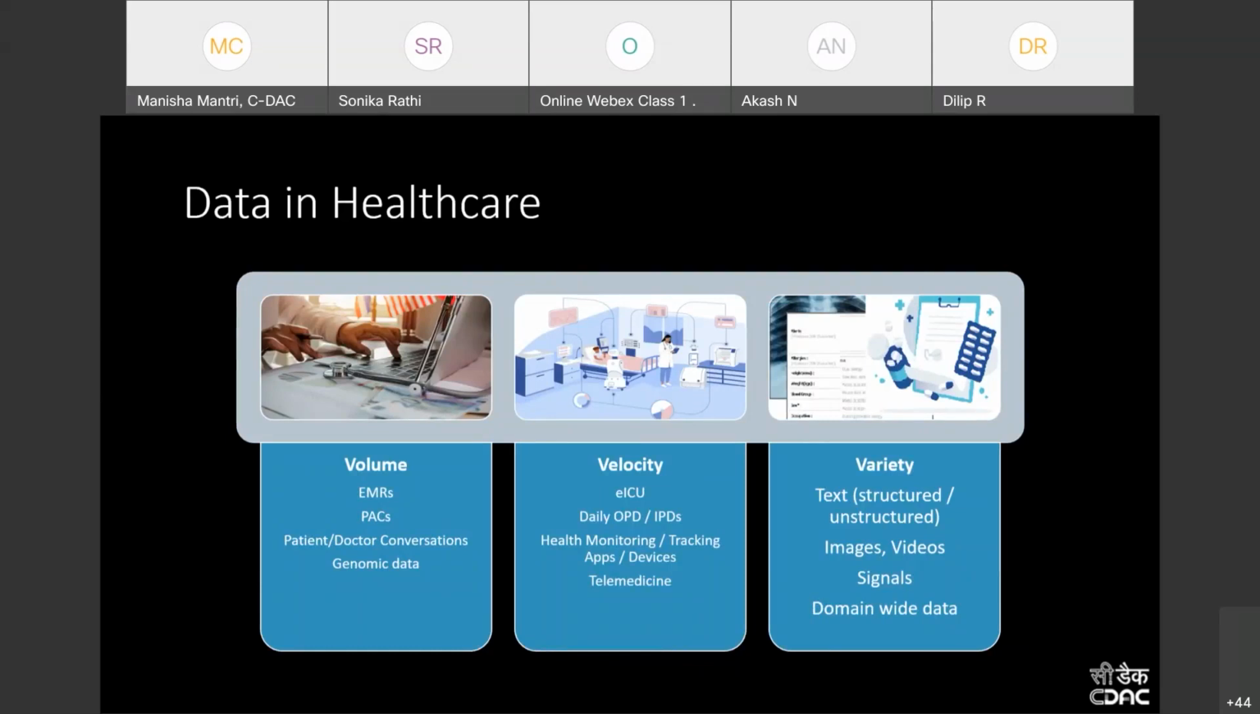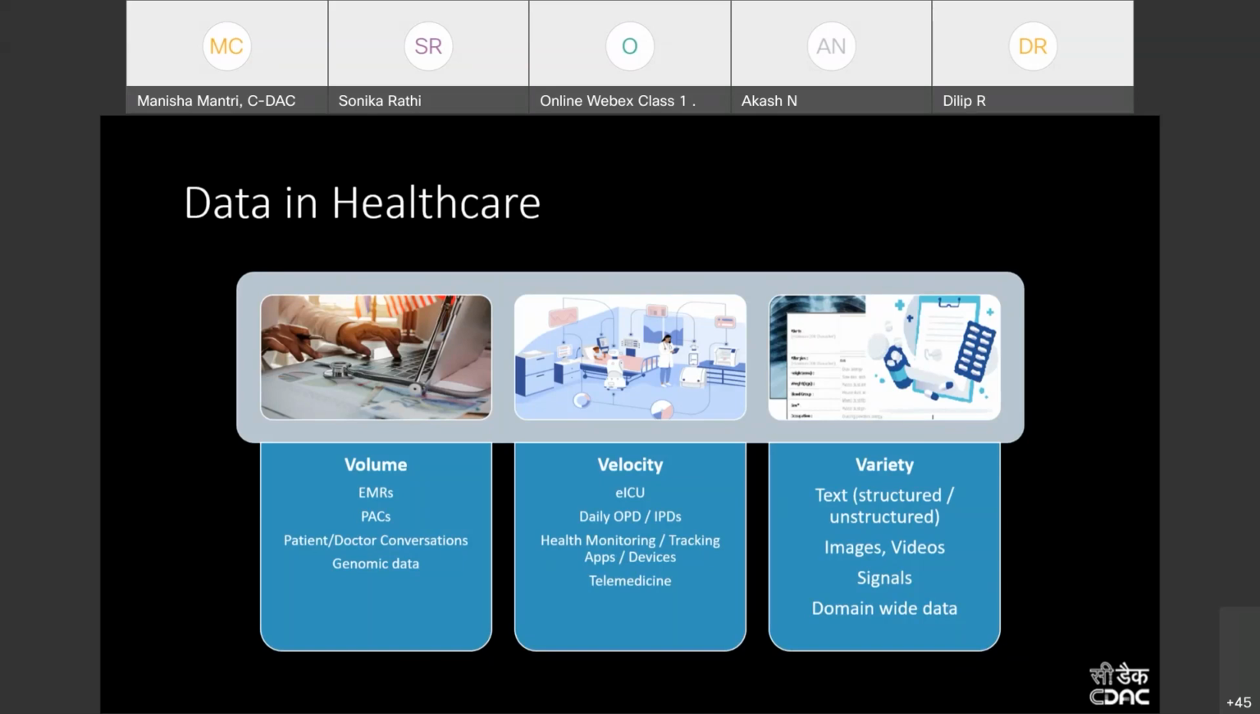So to start with, data in healthcare, there is no doubt that healthcare data satisfies all the 3 V's of primary characteristics defined by Douglas for a big data candidate, and data science is all about data. In healthcare, volume is tremendous. We have electronic health record systems, EHR systems, EMR systems, and PACS systems, which archive medical images. We have a lot of patient-doctor conversation notes and genomic data. So talking about volume, it is tremendous.